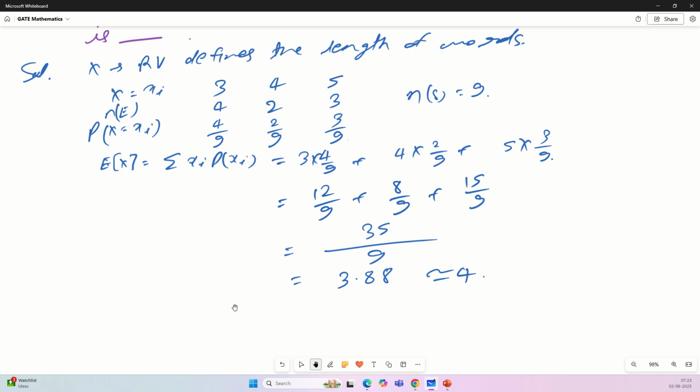Let us take another question. This was asked in GATE EC. So the question is: a discrete random variable x takes the values from 1 to 5.